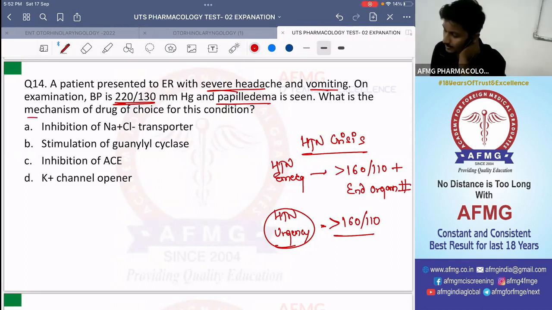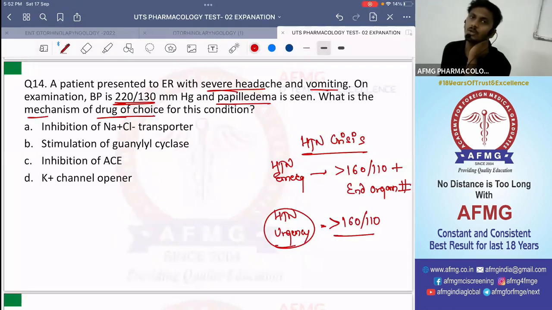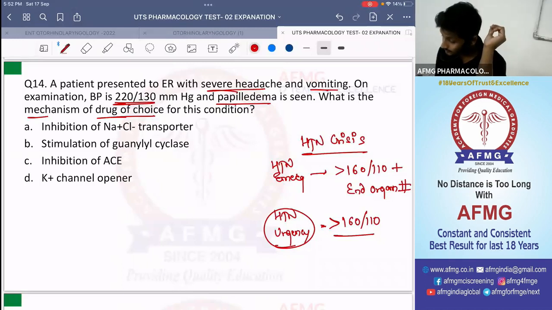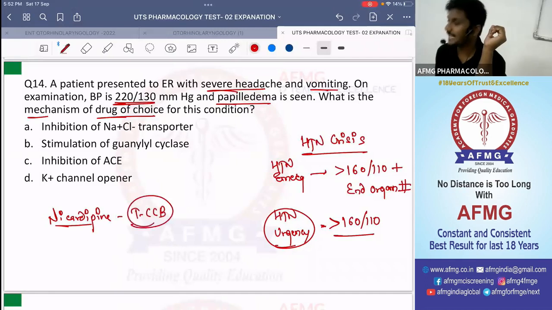What is the mechanism of the drug of choice for this condition? What is the drug of choice for hypertensive crisis or emergency? I told you nicardipine, remember it. It mainly acts on which channels? Calcium channels, but which type? The T type. T type of calcium channel blockers. It mainly acts on the brain, so it can be used in case of intracerebral hemorrhage or in cases of hemorrhagic stroke.